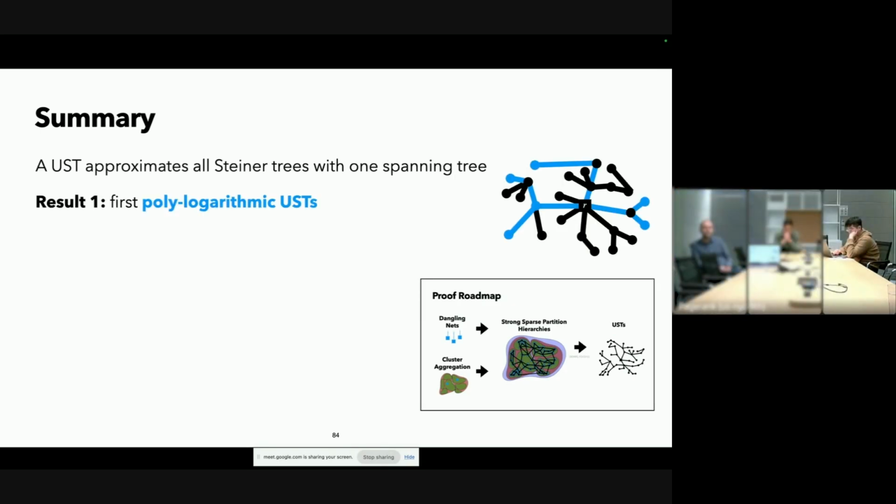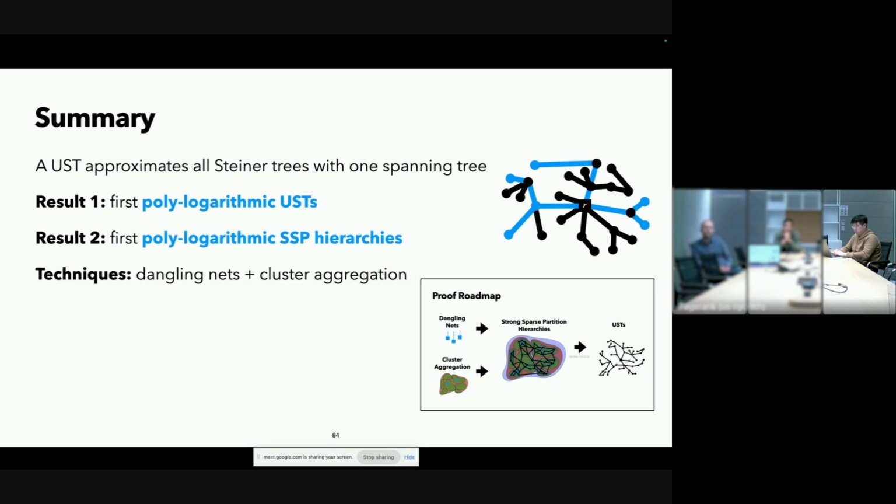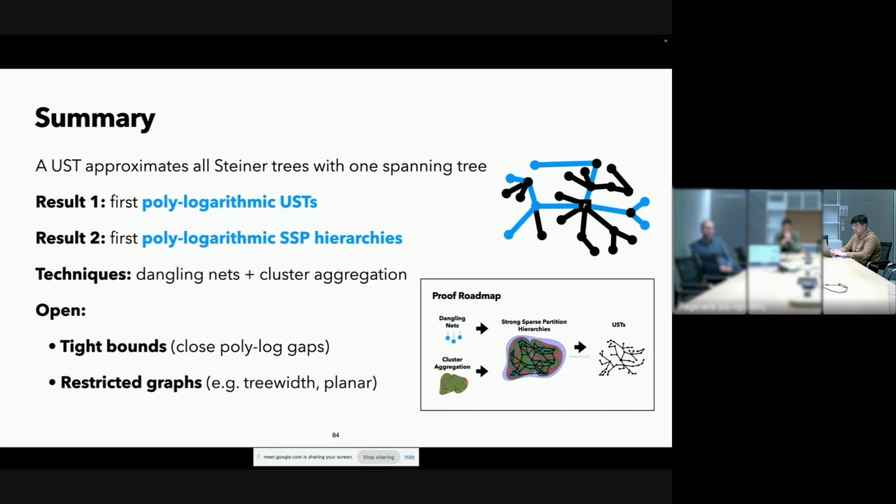We gave the first polylogarithmic approximate universal Steiner trees. In some sense, this is optimal up to what exactly the polylogarithm is. The way we did that is by giving polylogarithmic quality strong sparse partition hierarchies. And we use these ideas of dangling nets and cluster aggregation. And there are some nice open questions here. The first and most obvious one is, can you close this gap between this log n lower bound and log to the 7 upper bound?